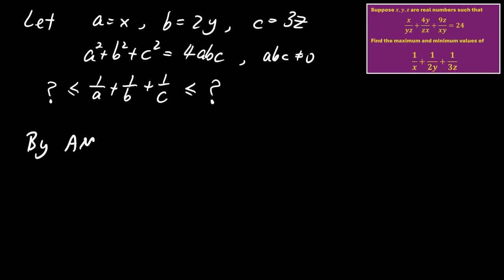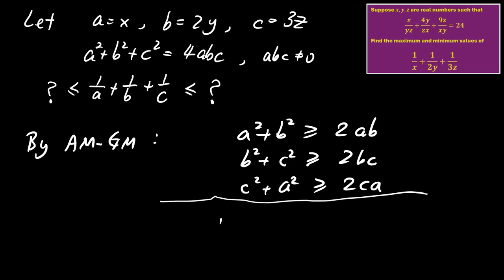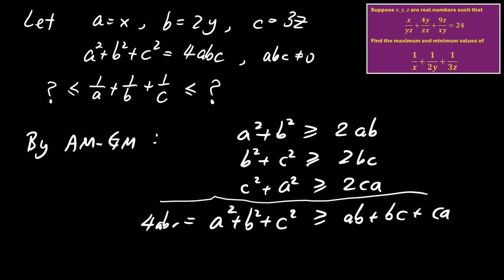By the AM-GM inequality, a squared plus b squared is greater than or equal to 2ab, b squared plus c squared is greater than or equal to 2bc, and c squared plus a squared is greater than or equal to 2ca. When you take the sum and divide by 2, we have a squared plus b squared plus c squared greater than or equal to ab plus bc plus ca. And we know that the sum of a squared, b squared, c squared equals 4abc. Since 4abc equals the sum of squares, abc must be positive. Therefore, we can divide both sides by abc.